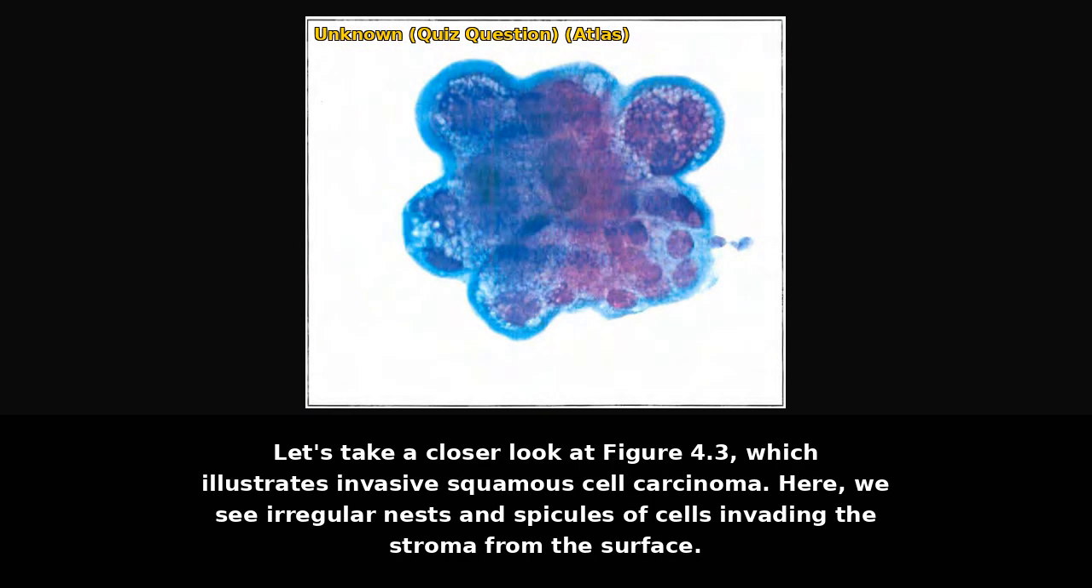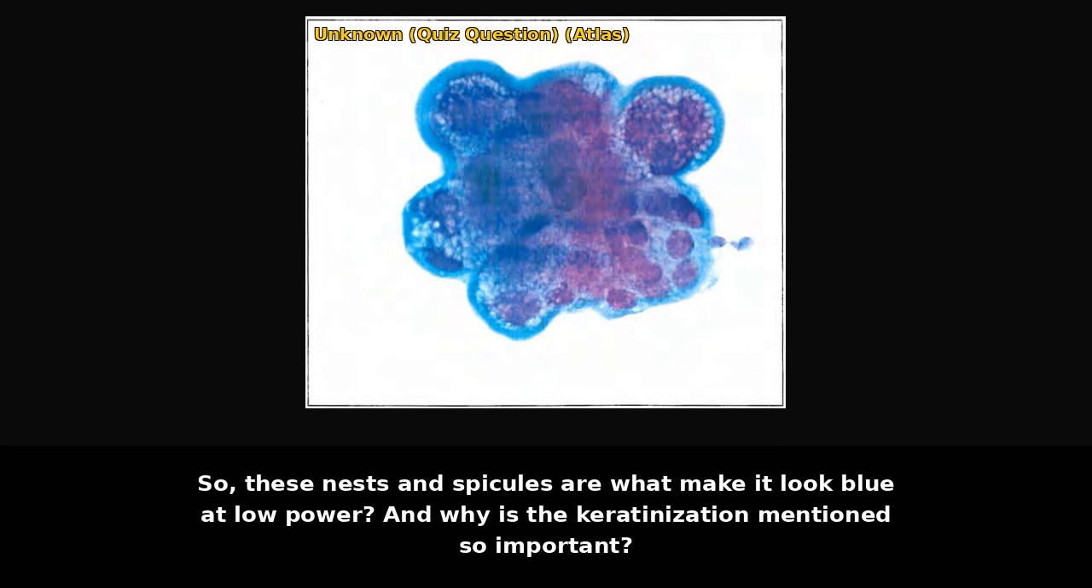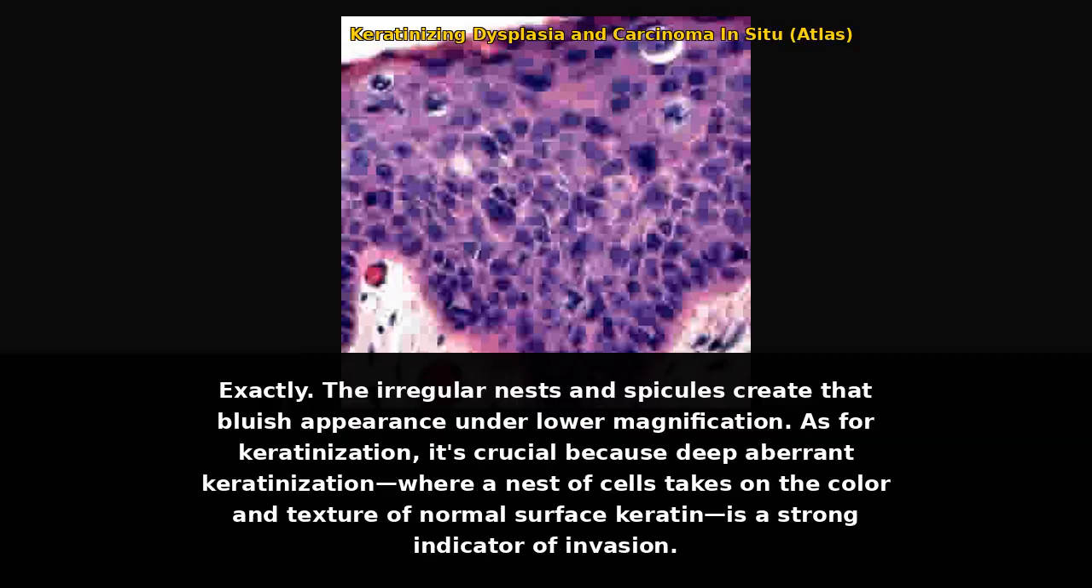Let's take a closer look at figure 4.3, which illustrates invasive squamous cell carcinoma. Here we see irregular nests and spicules of cells invading the stroma from the surface. So these nests and spicules are what make it look blue at low power. And why is the keratinization mentioned so important? Exactly. The irregular nests and spicules create that bluish appearance under lower magnification.